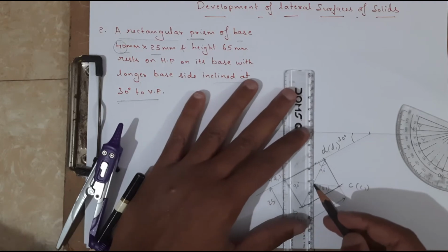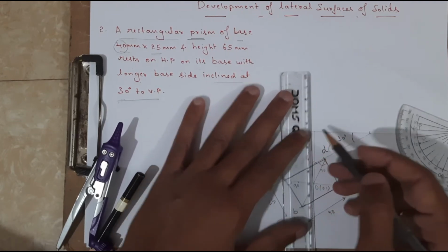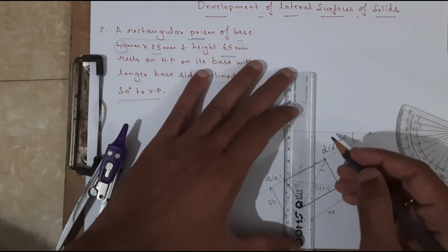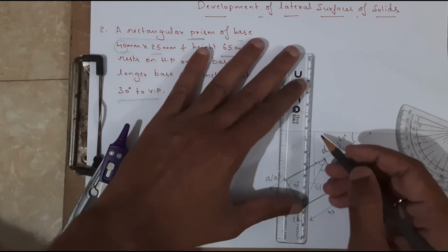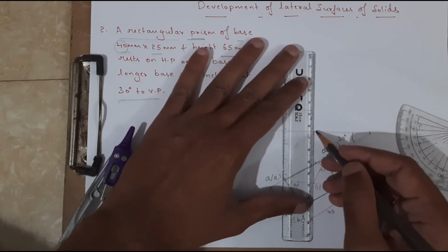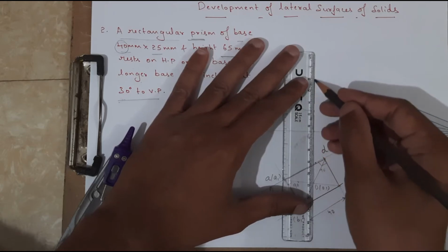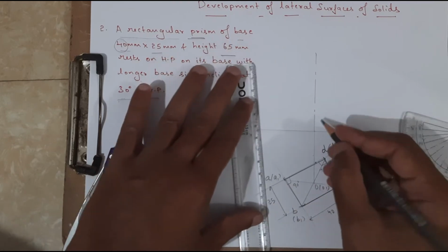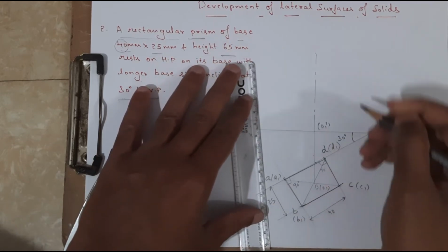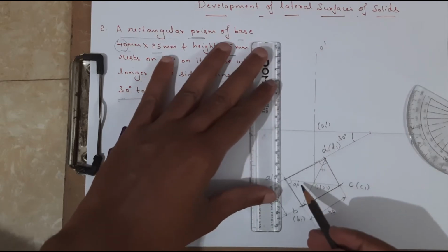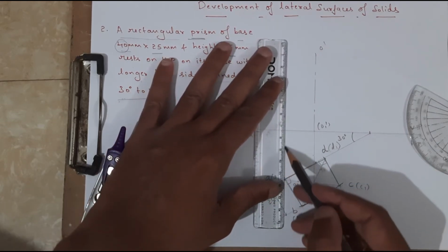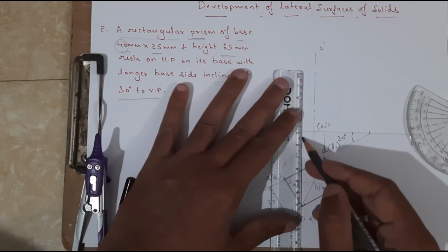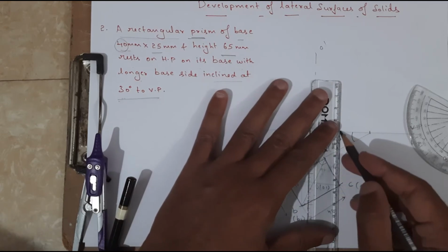So first I am going to locate the axis. What is the length of the axis? It is 65 mm. So mark 65 mm. This is the O1 dash and this one is O dash. Then I am going to draw the projections. See, like this, from all the corners I am going to draw the projections.